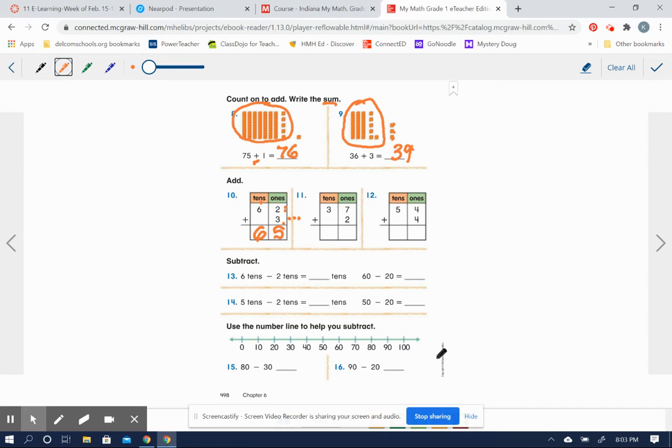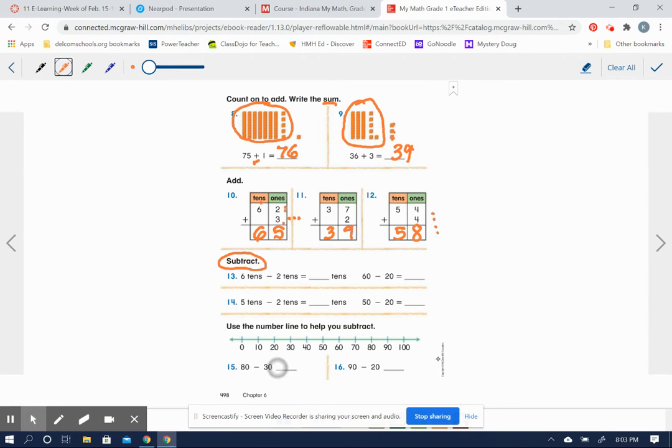All right, 37 plus 2 more. Okay, let's add the ones. 7 plus 2, 7, 8, 9, and 3 plus nothing equals 3. 37, 38, 39. Yep. Okay, 4 plus 4, that's a double. We haven't talked about doubles in a long time. 4 plus 4 equals 8. And 5 plus nothing equals 5. So 54 plus 4 equals 58. Let's count on and see. 54, 55, 56, 57, 58. 4 more. Yep. All right.